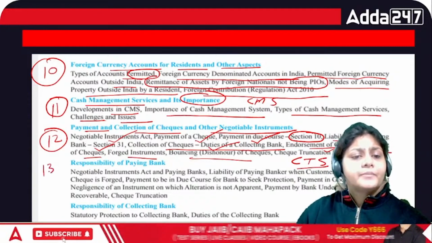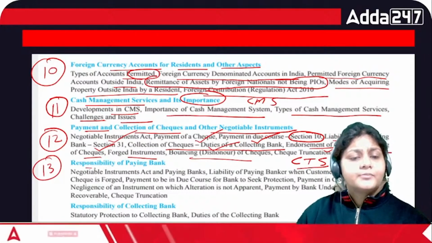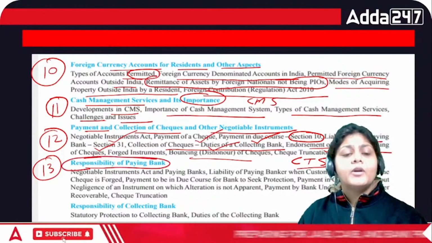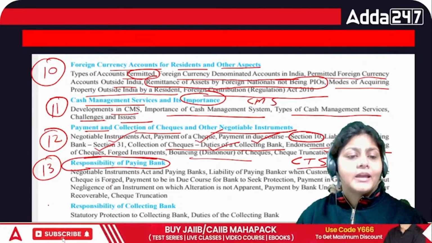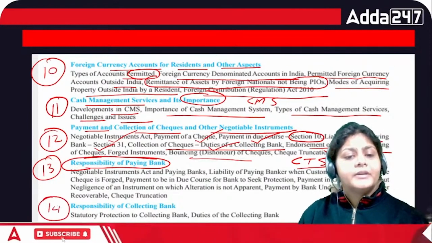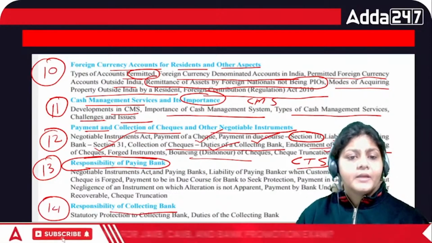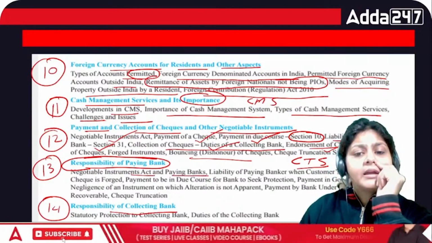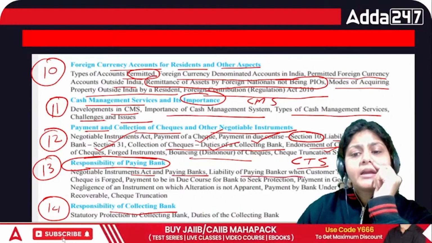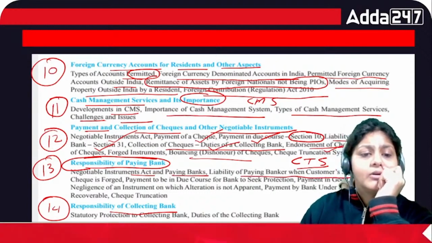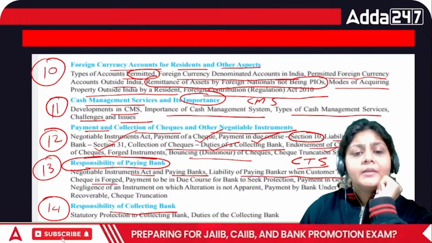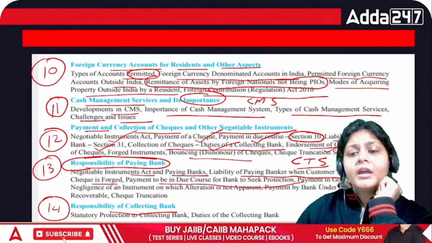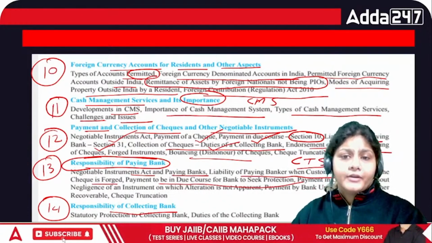Then we have chapter number 13: responsibility of the paying bank. That is, what is the responsibility of the paying bank and what is the responsibility of the collecting bank. The NI Act we have to cover here. Then the liability of the paying banker when the customer's signature on the cheque is forged. Then payment to be in due course for the bank to seek protection, payment in good faith.